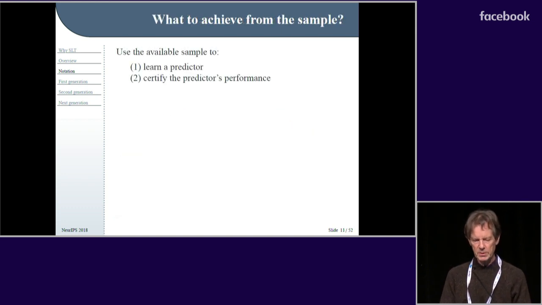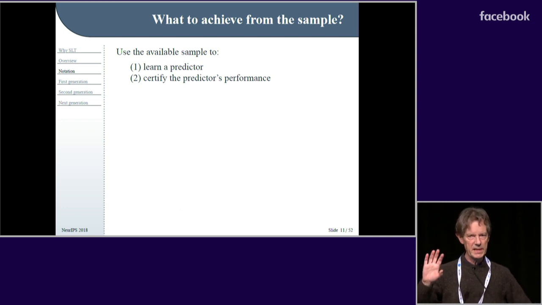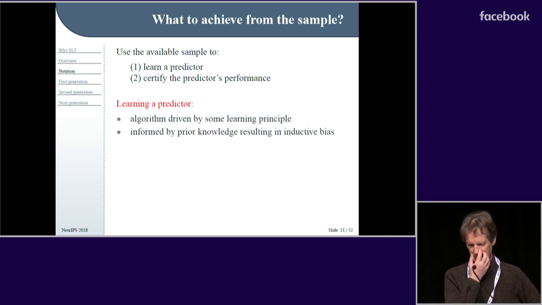Okay, so the things that we would like to do with a sample is clearly learn a predictor, but also we would like to certify the predictor's performance. We'd like to give some, if you like, certificate that will tell us the performance we can expect, as I said, with high probability. Some sort of tail bound will say, okay, there's a chance we've been misled by this training set, but modulo that probability, we're expecting this performance.